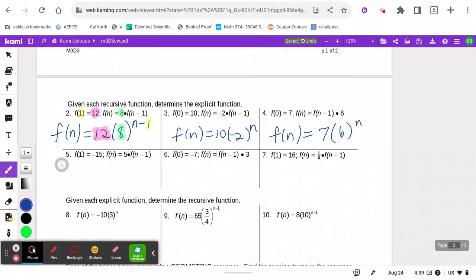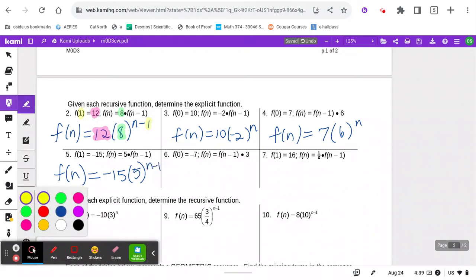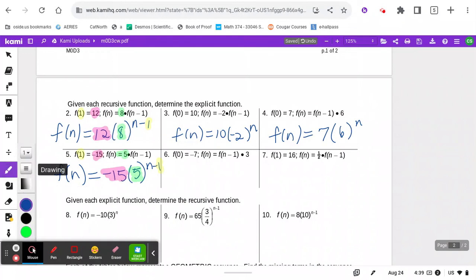Next one is an f of 1, so here we go with a power of n minus 1 again. So this begins at negative 15. Multiplier is 5 to a power of n minus 1. So again, where do these parts come from? Just a reminder, the 1 shows up here in the exponent. The multiplier shows up here as the r, or the multiplier, common ratio. And the negative 15 is our output given right there. Okay, try the next one.